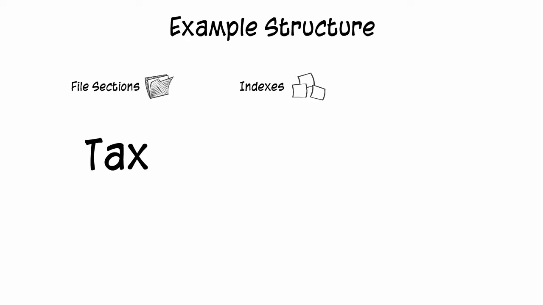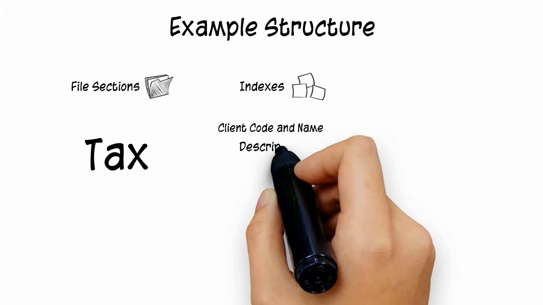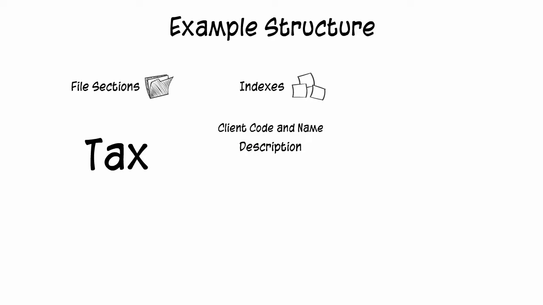We are going to make sure we have the client code and name, a description for the file. An optional document date can be filled in. These would be the same for all of the sections, but as we are in the tax section, we can now add some bonus indexes that we want to store against documents that are filed into the tax section. We will set up a tax year and a tax document type.